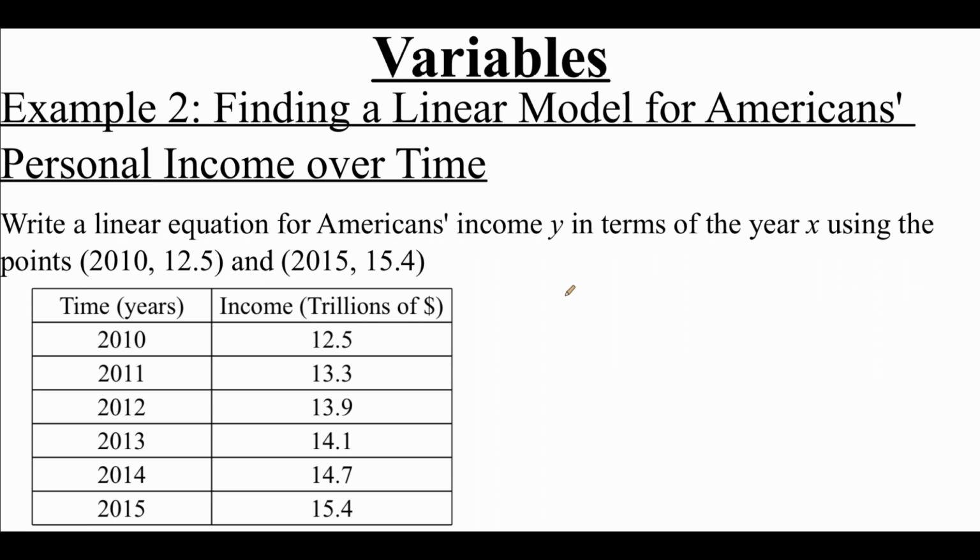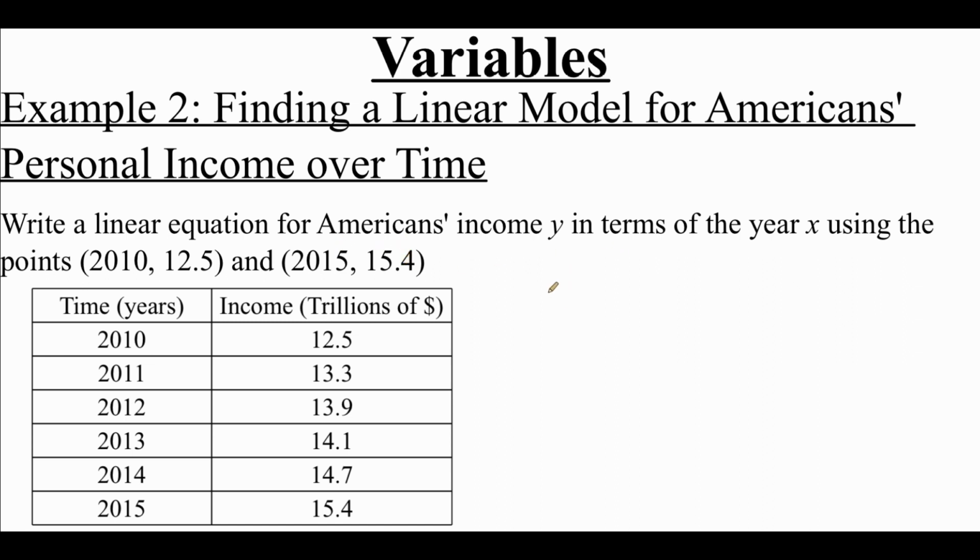In our next example, we're going to look at finding a linear model to represent Americans' personal income over some given time. So in the table down below, we can see that we're given some years and we're told how much income Americans had during that year. So what we want to do is write out a linear equation, and we're going to use y to represent our income and x to represent our years. And it wants us to write out a linear equation using the starting point of 2010 and 12.5 and the ending point of 2015 and 15.4.